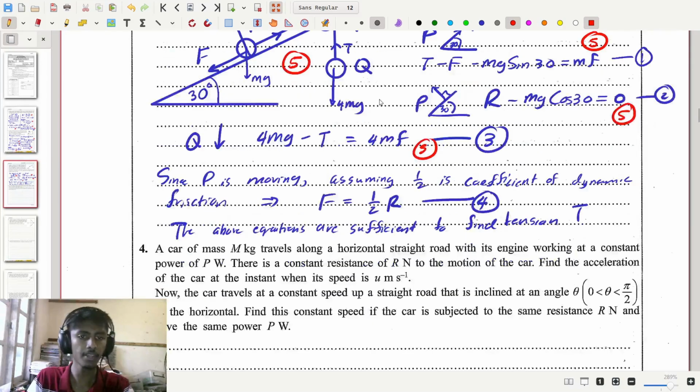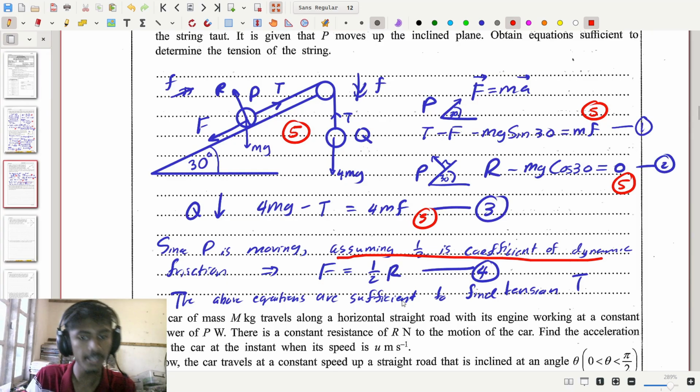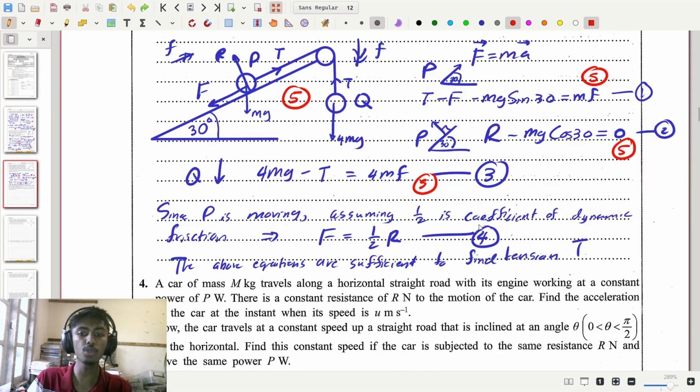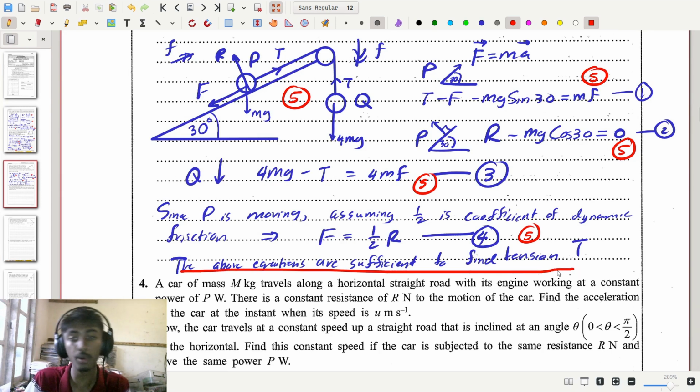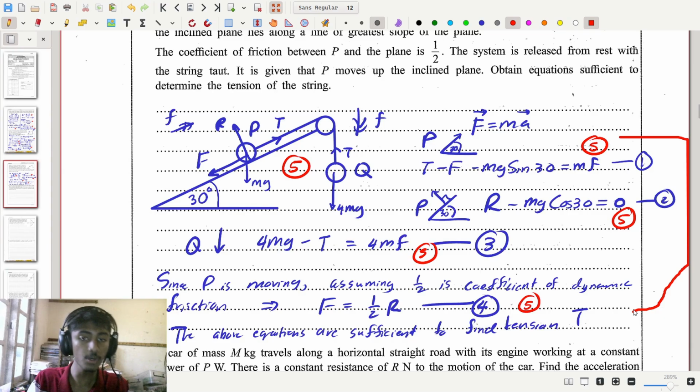Now after this, the final marks are received by considering that P is moving and assuming that half is the coefficient of dynamic friction, saying that F must be equal to 1/2 R, which is our fourth equation. Getting that equation gets you a final 5 marks. And with that, we are actually done with this question. The last sentence I've written here is optional, you don't have to write it, but if you write it, it will be made clear that these 4 equations are considered sufficient by you to be enough to find the value of T. So with that, we are done with this question.